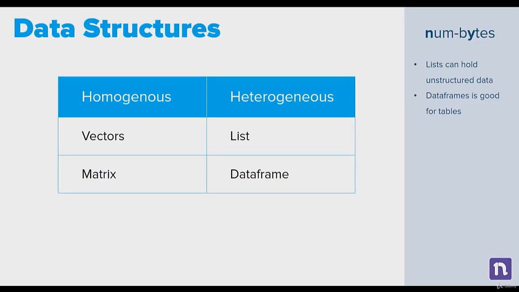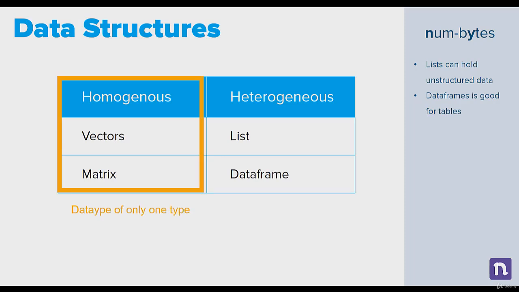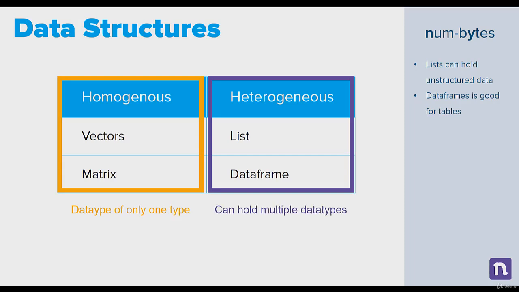Amongst these, the data structures are classified as homogeneous and heterogeneous based on the mixture of data they store. A homogeneous data structure will contain data of only one type. For example, vectors and matrix can hold data of only one type, whereas a list and a data frame can hold any data type inside them. So that is the main distinction between data structures. Hope that is clear. We will be covering these data structures one after the next, starting with vectors.